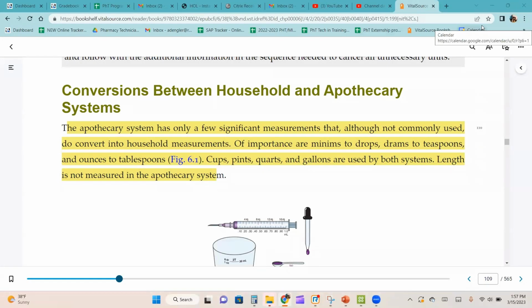So, conversions between household and apothecary systems. The apothecary system has only a few significant measurements that, although not commonly used, do convert into household measurements. Of importance are minims to drops, drams to teaspoons, and ounces to tablespoons. Cups, pints, quarts, and gallons are used by both systems. Length is not measured in the apothecary system.